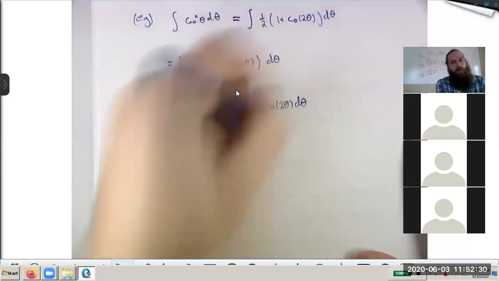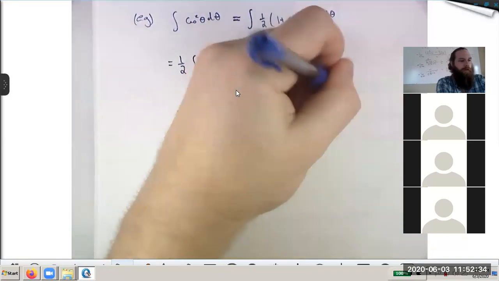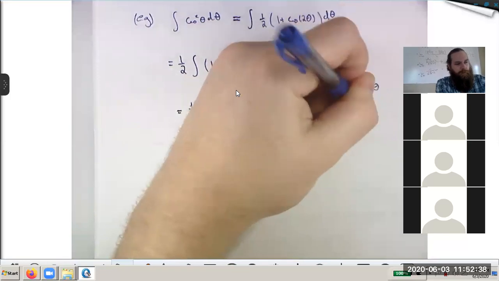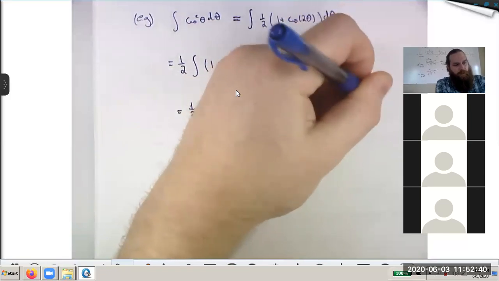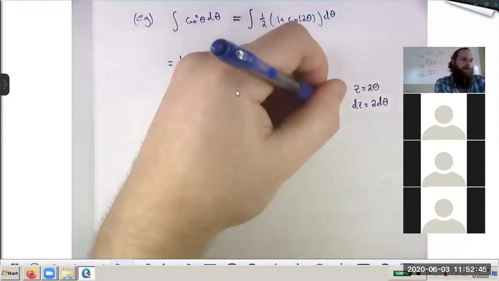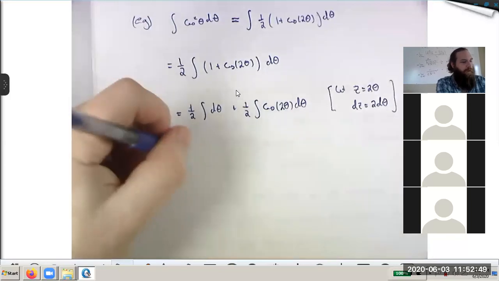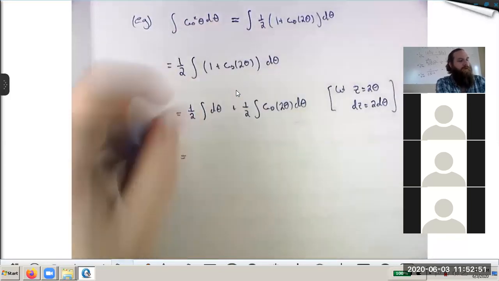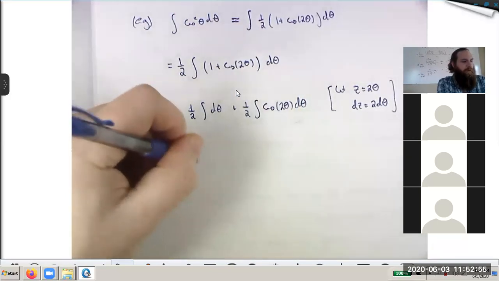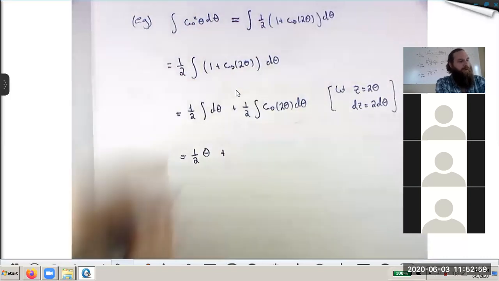And in the second integral, we need to make a little substitution. Here I would let z be 2 theta. dz is 2 d theta. So you're going to have a 1/2 pop out because d theta is 1/2 dz. But we're only making that substitution in the second integral. The first integral doesn't require a substitution. It's easy. It's 1/2 theta. And then I'm just going to write one big plus c at the end.